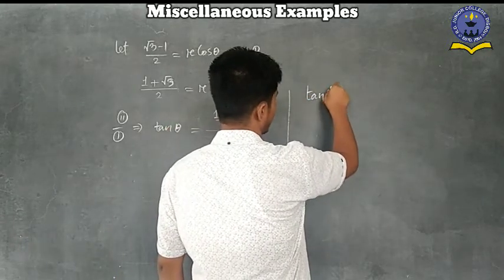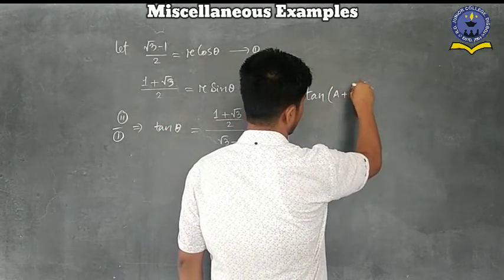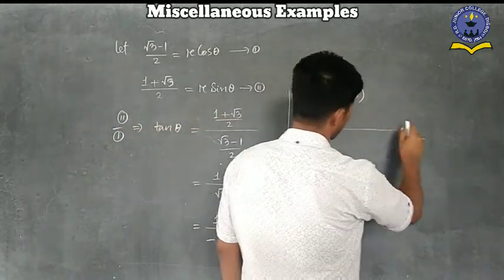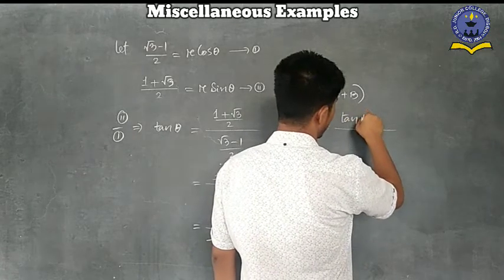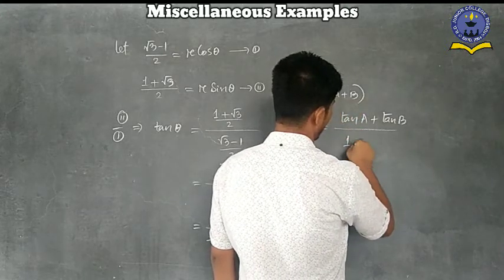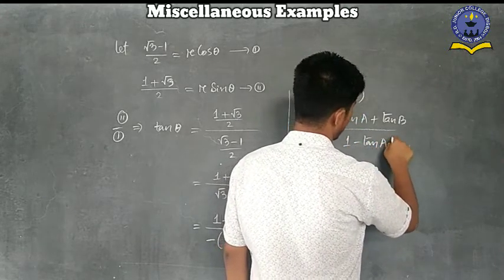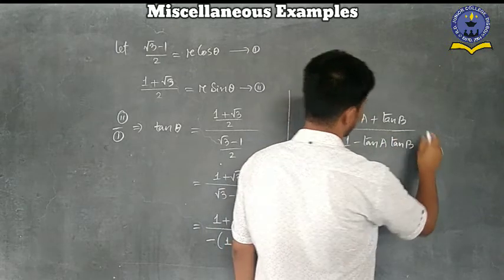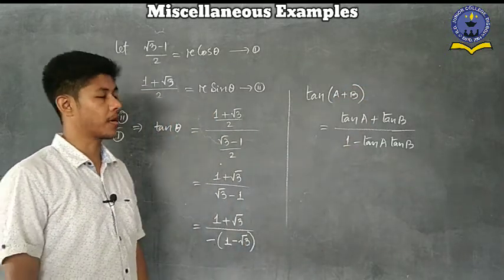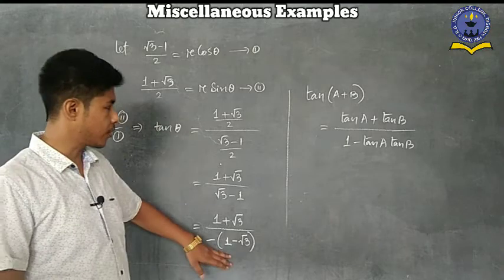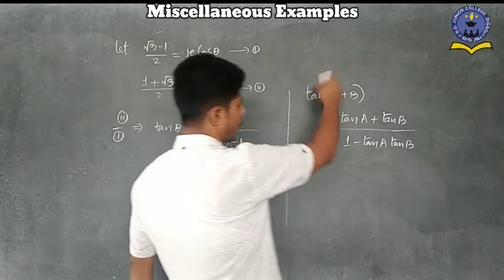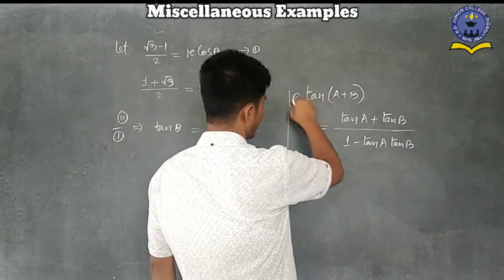If you see tan (a plus b), what is the tan (a plus b) formula? All of you know this trigonometric formula. The value we write here: tan a plus tan b divided by 1 minus tan a tan b. This is the formula: tan (a plus b) equals tan a plus tan b divided by 1 minus tan a tan b. So how can this result be related, correlated with this one? This is the main formula.